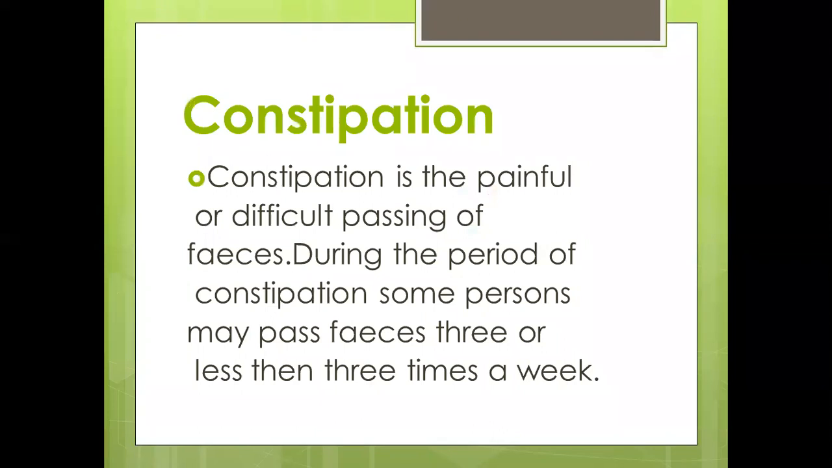The second type of disorder of the digestive system is constipation. Constipation is the painful or difficult passing of feces. The person cannot pass the feces, and when he or she tries, they feel pain. During constipation, some people may pass feces three or fewer times a week. I told you that a normal person passes feces once a day, but a constipated person, even in a week, passes three or fewer times, which is very harmful for the body.